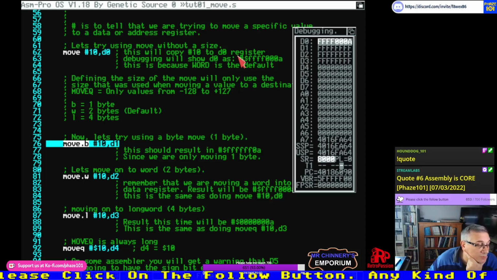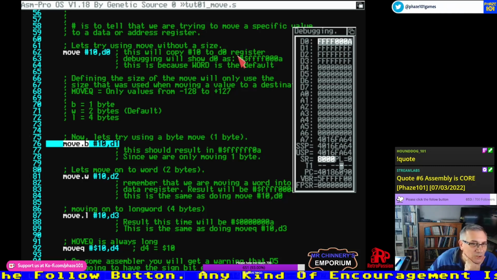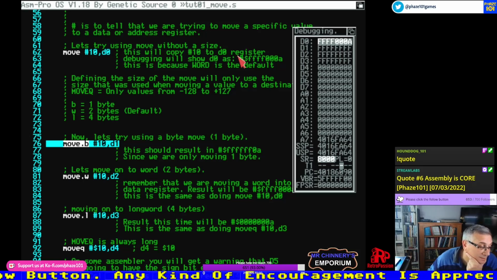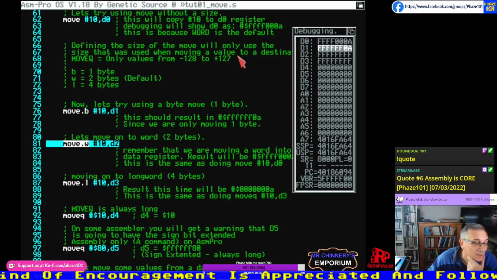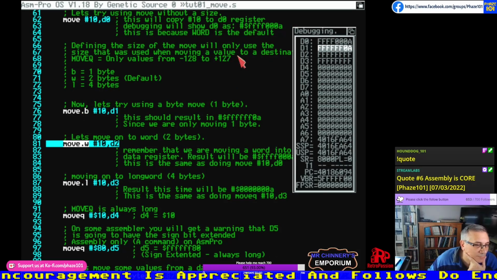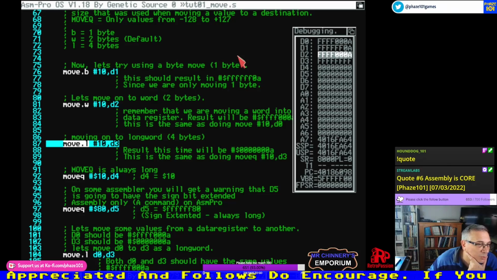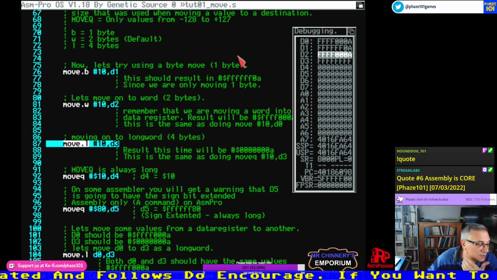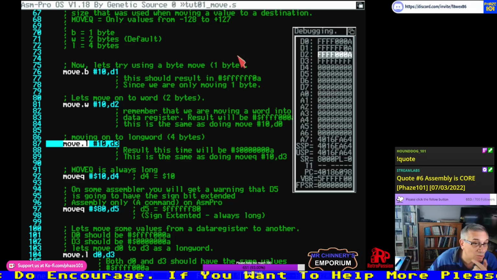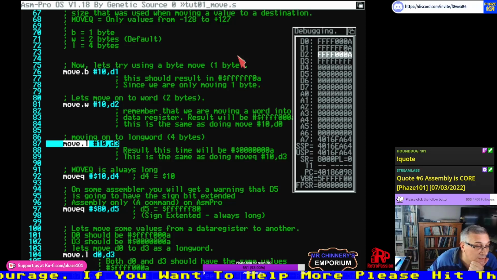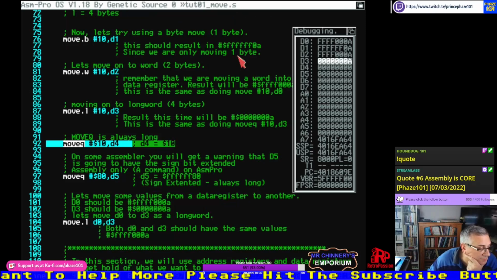Now we're going to move a byte into D1, and notice how many bytes, or how many nibbles, are going to be affected. Of course, it's a byte. And we continue like this by doing word, so move.word 10, and move without specifying the size. 10 is the same. As you can see, D0 and D2 are the same. And the last one, move.long 10 into D3. As you can see, we affected everything.